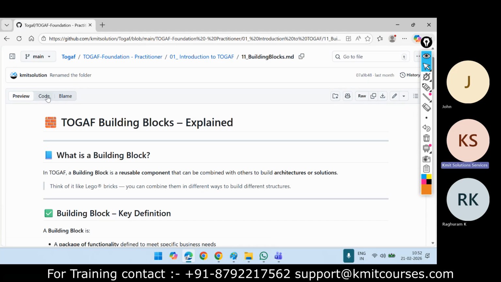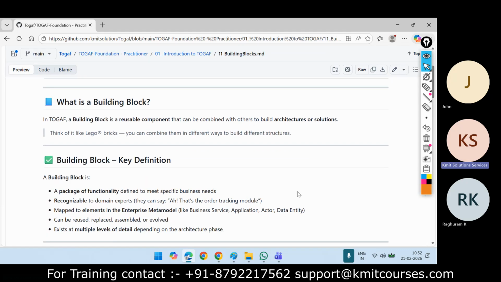A building block is a reusable component that can be combined with other building blocks, architectures, or solutions. Think of Lego bricks, right? You can combine them in different ways to build different structures, like normal bricks when you are making a building, offices, this and that.